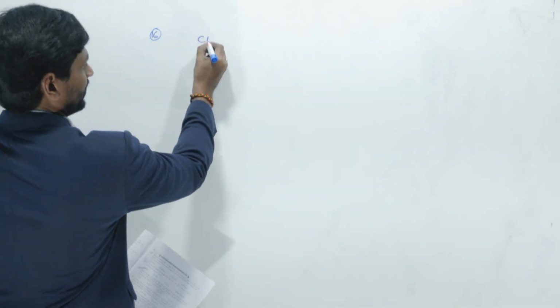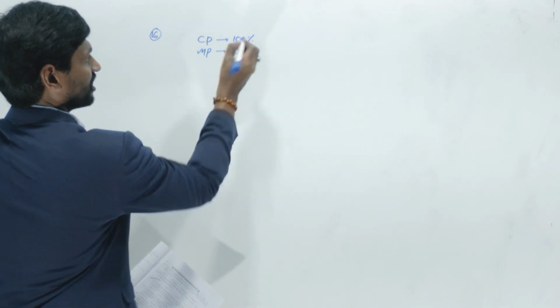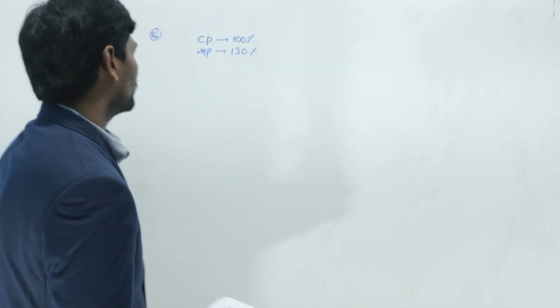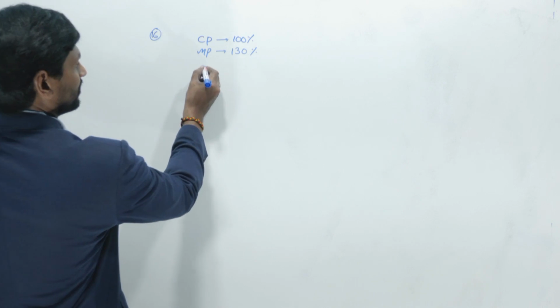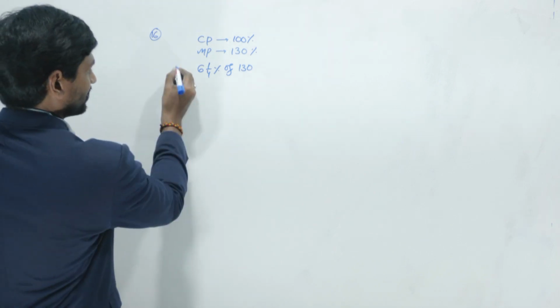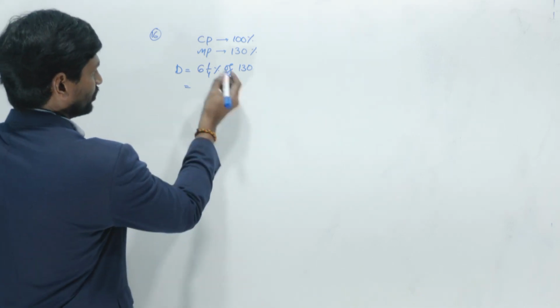Problem number 16. A tradesman marks his goods 30% above the cost price. So let us take the cost price as 100%. The market price will be 130% because it is 30% extra on cost price. And if he allows a discount of 6 1/4%, find his gain percentage. So 6 1/4% of 130 will be the discount. Convert that 6 1/4 from a mixed fraction to an improper fraction.